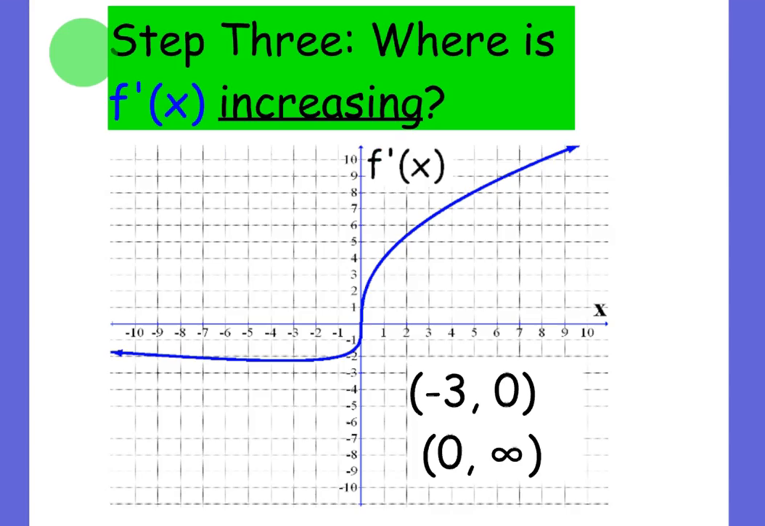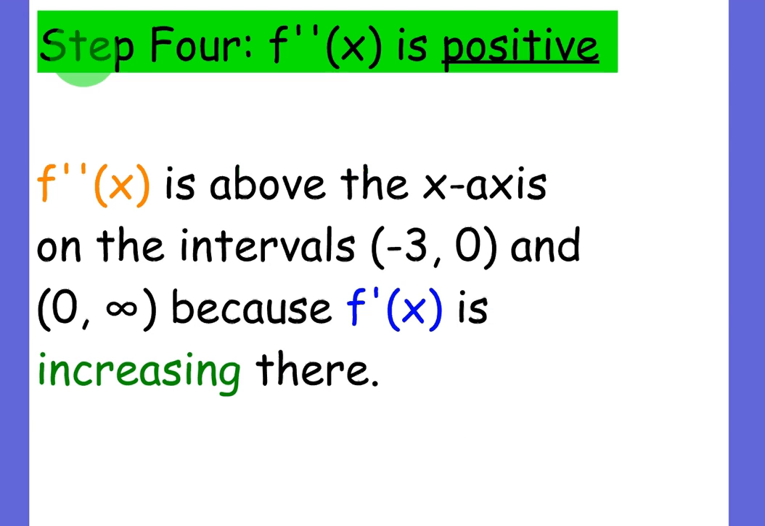In the same way, we will look at where f prime of x is increasing. After -3, it will increase. Now, it's important to note that wherever you have a vertical tangent, that's not technically increasing. So we're going to go from -3 to 0, and then start back again at 0 to infinity. This will tell us that the graph of the derivative will be increasing on these intervals. Step 4, f double prime of x is positive from -3 to 0 and 0 to infinity because f prime of x is increasing there. And again, f double prime of x is the derivative of f prime of x.